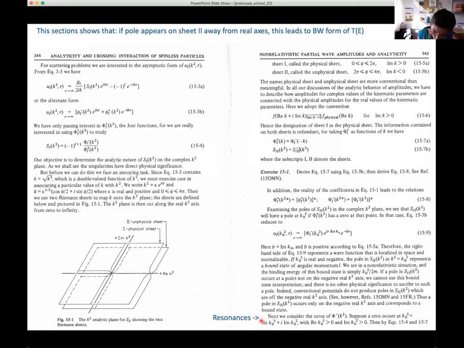Now, before we go to lattice, let me spend 5 more minutes in the continuum. Why?